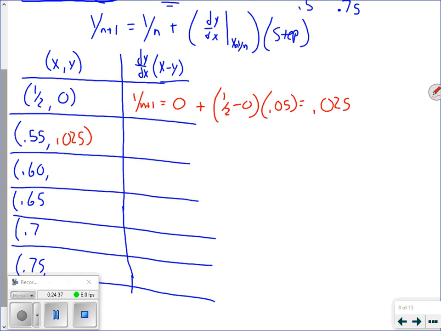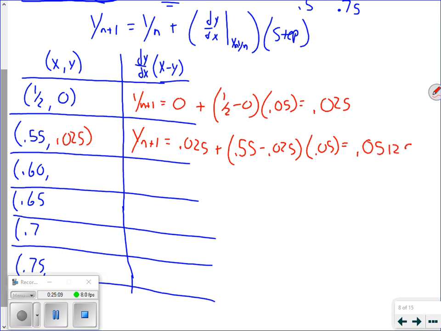Okay, so now if I want to approximate that next y value at 0.60, I'm going to take my current y value, which is 0.025, and I'm going to find the slope at my current point, which is x minus y, or 0.55 minus 0.025, and multiply it by my step. And this is the work every time. If you can just remember this formula and set it up this way, you're going to be completely fine. I got 0.05125. So I'm going to put 0.05125.